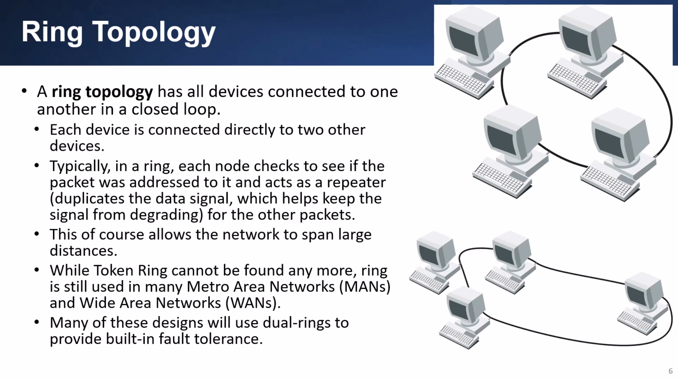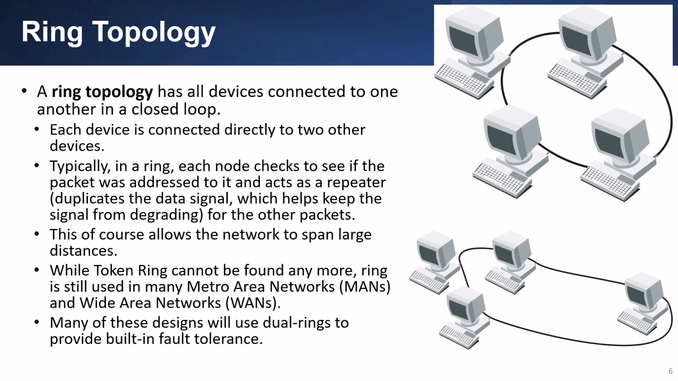A ring topology has all devices connected to one another in a closed loop. Each device is connected directly to two other devices. Typically in a ring, each node checks to see if the packet was addressed to it and acts as a repeater, which duplicates the data signal, which helps keep the signal from degrading for the other packets. This, of course, allows the network to span large distances.